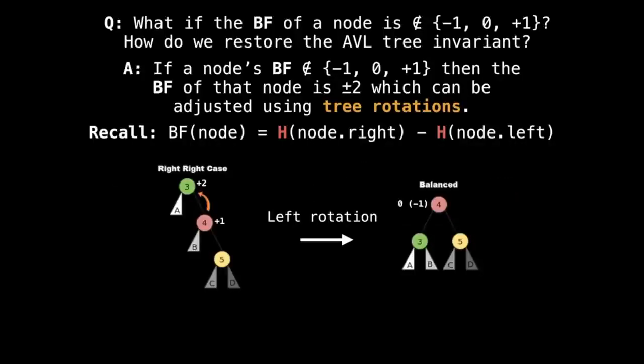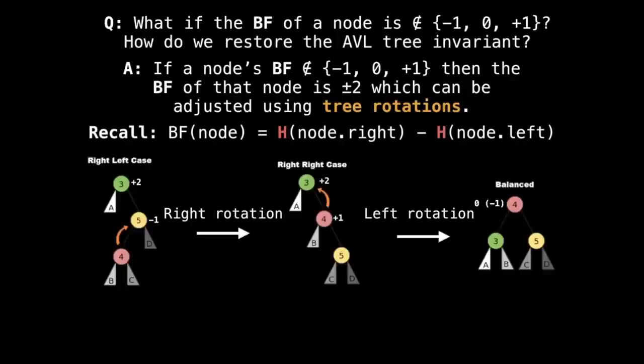The third case is the right-right case, which is symmetric to the left-left case. So instead of doing a right rotation, we do a left rotation about the green node. Last but not least is the right-left case, which is symmetric to the left-right case. For this case, you would perform a right rotation about the yellow node on the leftmost image to transform this case into the right-right case, and then do a left rotation about the green node in the middle image.